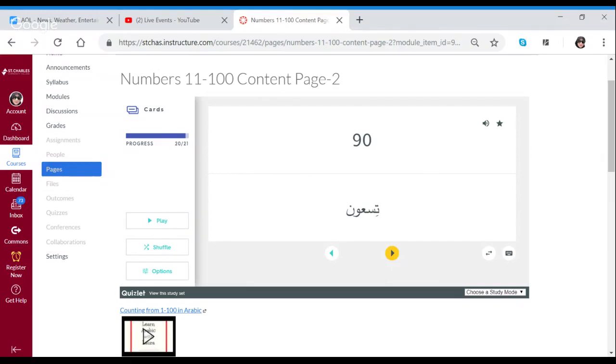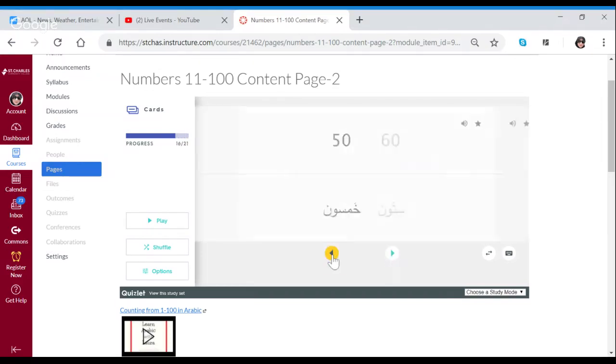97. Saba wa Tisoun. Good. 98. Thamania wa Tisoun. Good. 99. Tisa wa Tisoun. Very good. And then 100 is Mi'a. Mi'a is 100. Good.